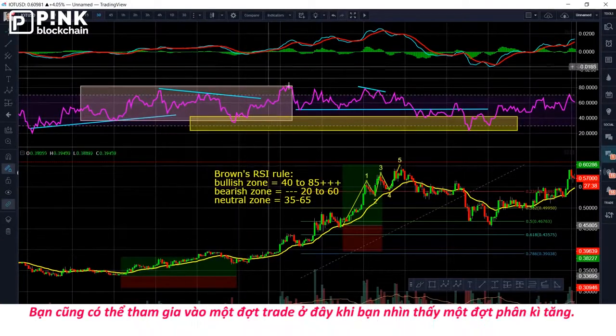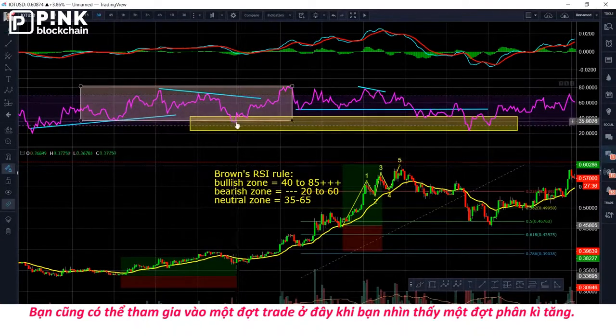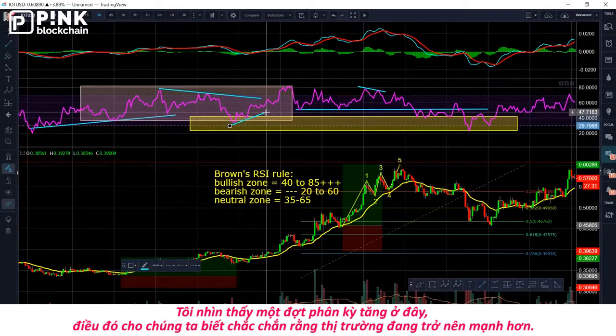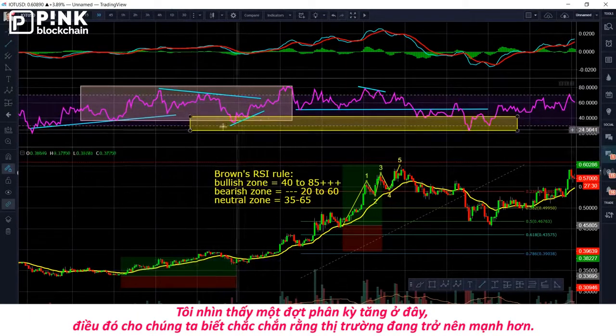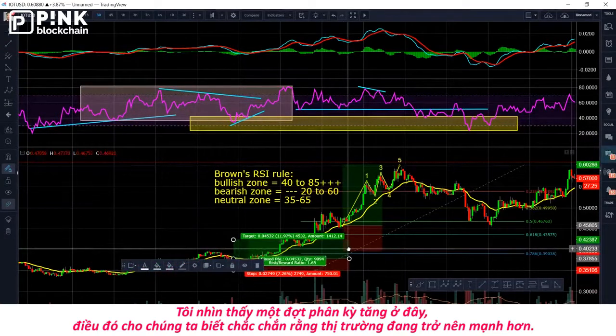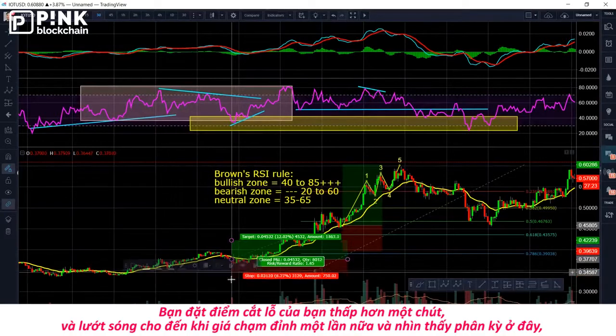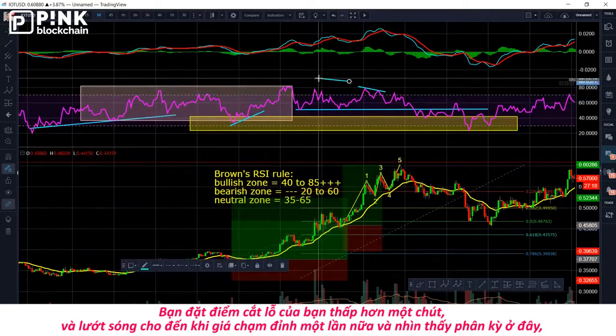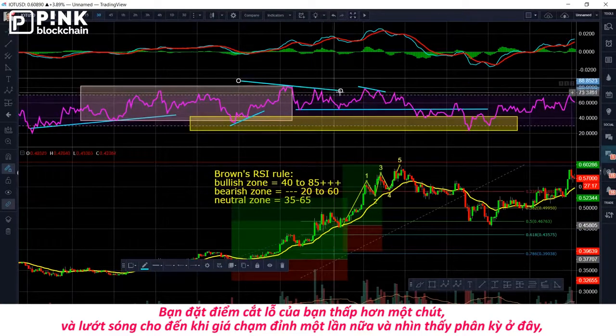Be patient, right? You could have entered a trade right here if you wanted because you see a bounce off of it, right? I see a bullish divergence right here, which is also confirming that we're gaining strength in the market, right? So if you entered a trade right there as an example, okay, you set your stop loss slightly lower than it, and then you ride it again all the way to the top until you see this divergence right there.